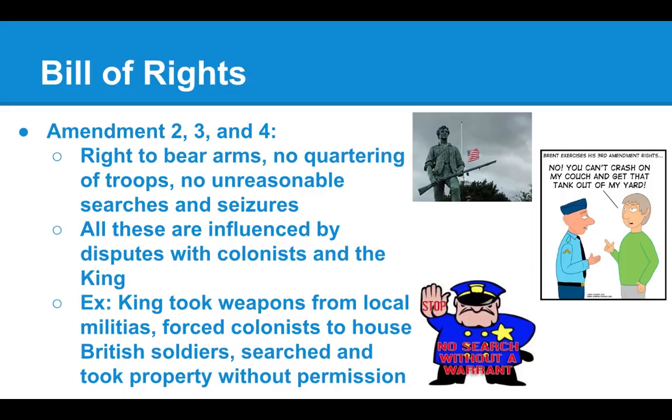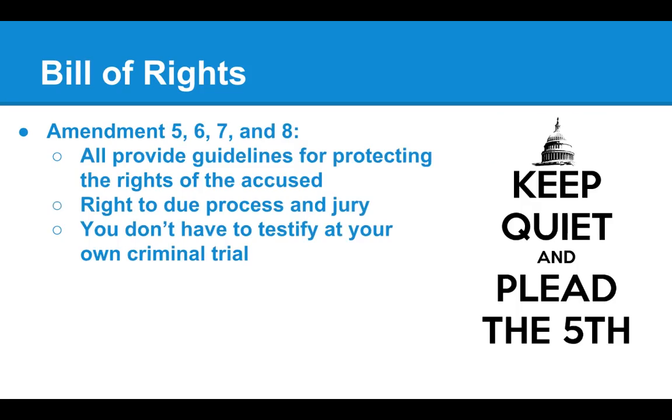Again, all of these are very influenced by disputes with colonists and the king. For example, the king took weapons from local militias. They forced colonists, I already said this, to house British soldiers. And they searched and took property without permission. So it's kind of crazy to see these things that we hold so important today, our freedoms, actually came from conflicts that the colonists had with the British.